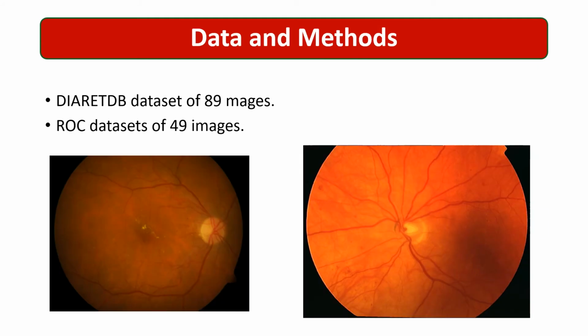Now let's dive into the data and method. The DR images were acquired from two public datasets. One is the DirectDB dataset, and another one is the ROC dataset. The DirectDB dataset has 89 images, and the ROC dataset has only 49 images. Both datasets consist of color fundus images and sets of XML files that contain the ground truth of radius and central points of MAs.